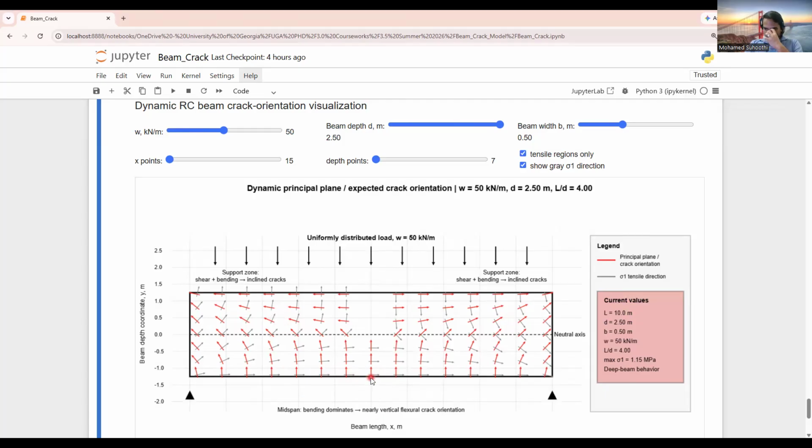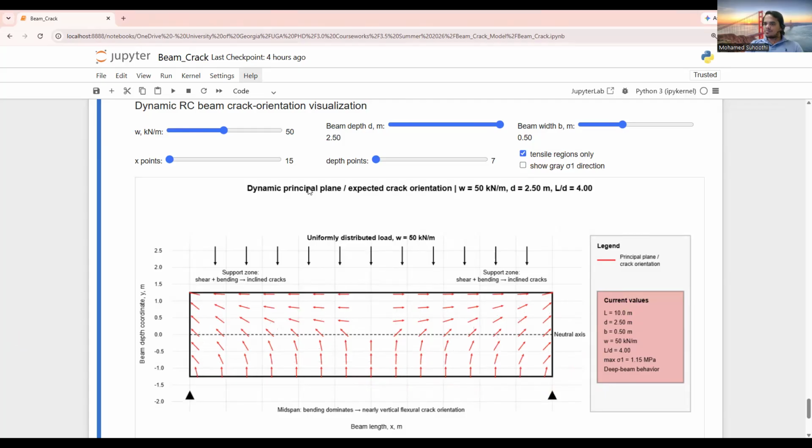You see here, close to the midpoint, at the bottom fiber, the crack orientation is vertical. Why? Because the shear stress is zero, right? Exactly at the midspan, because the shear force is zero, the shear stress is zero, with the parabolic shape, right? When you move close to the neutral axis, the orientation changes, right? The orientation is not vertical. So let me unclick this one.